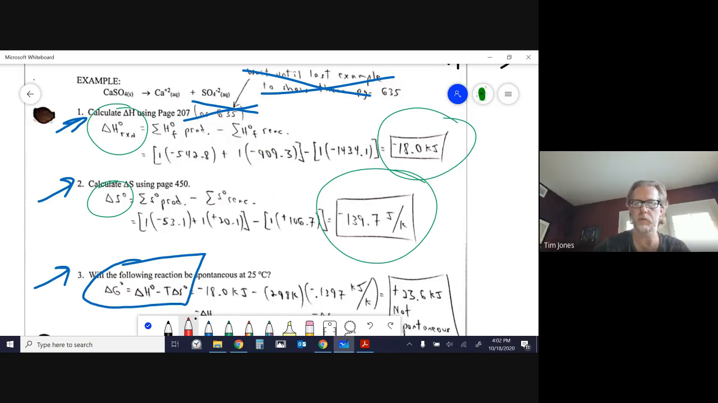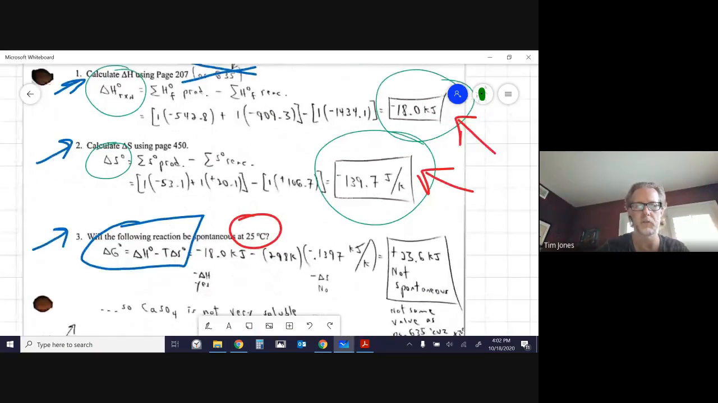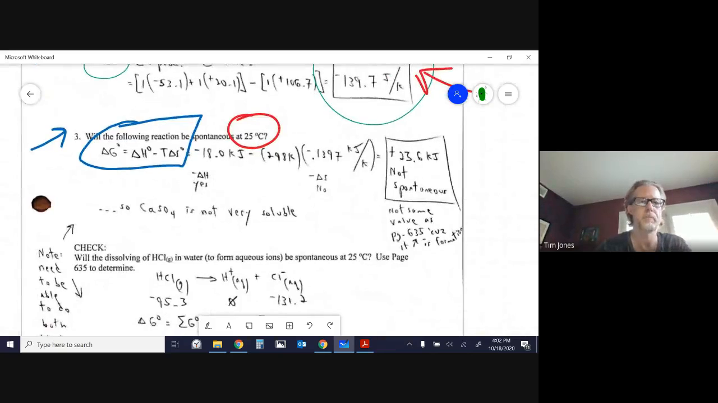Now that we know delta H and delta S, and temperature was given here, even if it wasn't given, you could probably assume 25 degrees Celsius. You can plug it into the master equation. So here is my prior value for delta H, my value for delta S. Notice I had to fix my units.